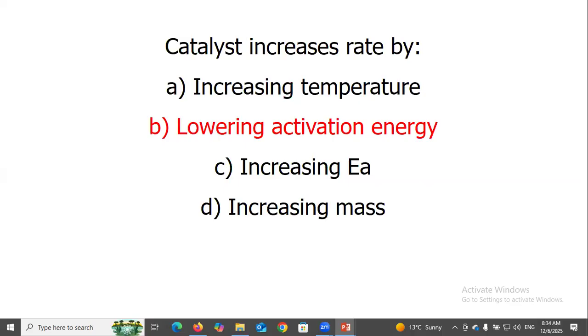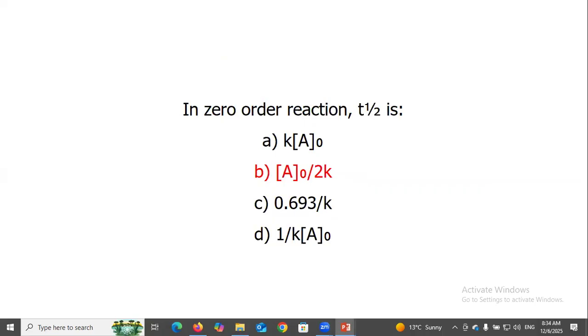Catalyst increases rate by increasing temperature, lowering activation energy, increasing activation energy, increasing mass. Correct option is option B, lowering activation energy. Zero order reaction T half is A naught over 2K.